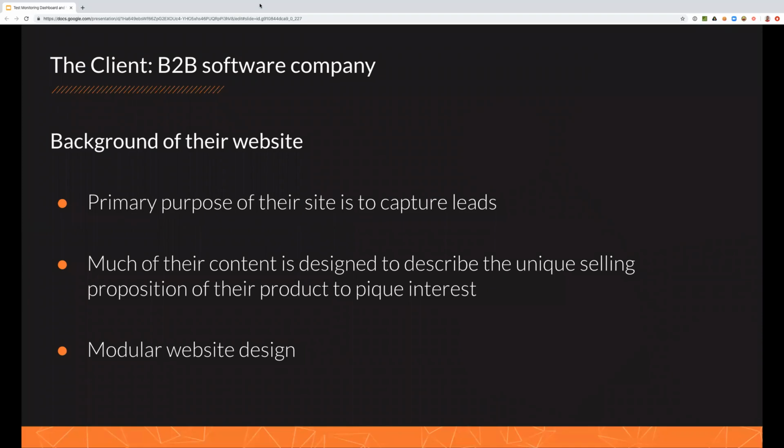So we work with a B2B software company, and a lot of their business actually happens offline. And so their website is really designed and there to help them capture new leads. So the point of the website is to get their customers to fill out a form requesting a meeting with a salesperson. And the specific team that we work with was in charge of a recent website redesign.